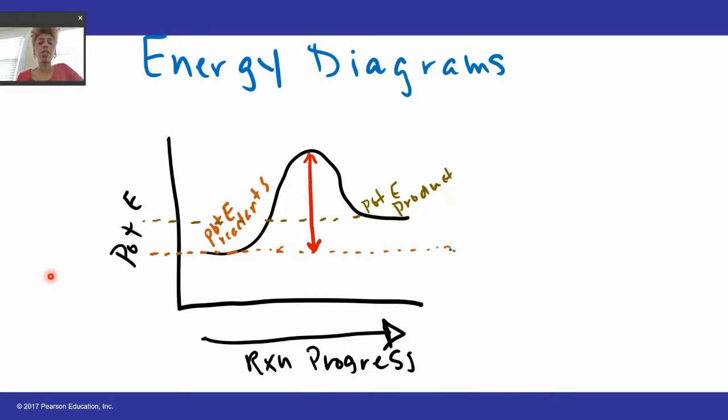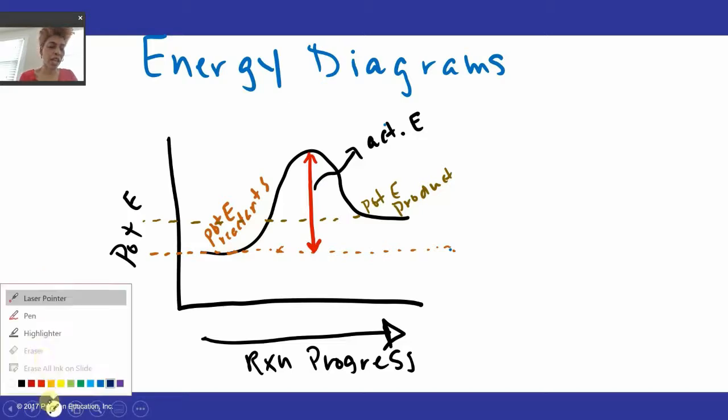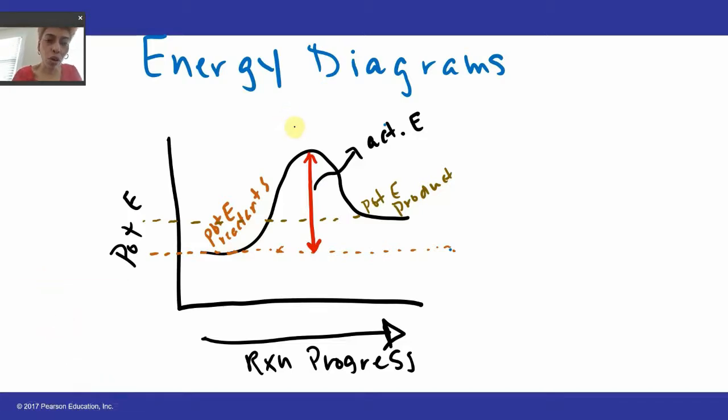Now, moving from our reactants to this top peak that we have here is going to be what we call the activation energy. So this is called the activation energy, and that peak here is called the transition state. It's a hypothetical state in which we assume that all of the atoms rearrange themselves in the right position in order for the reaction to occur.